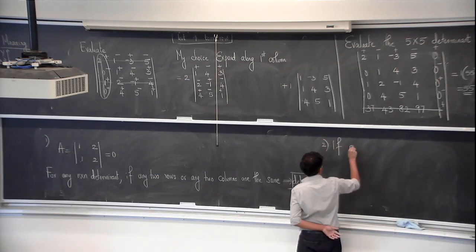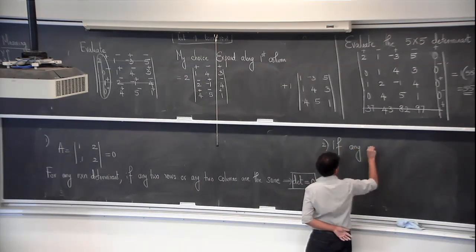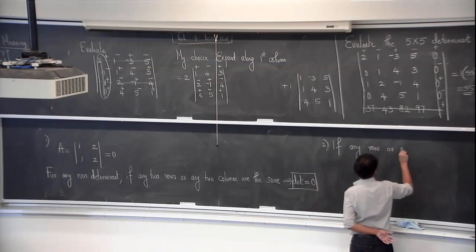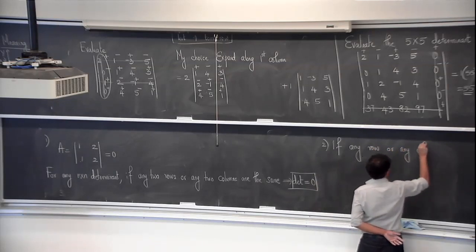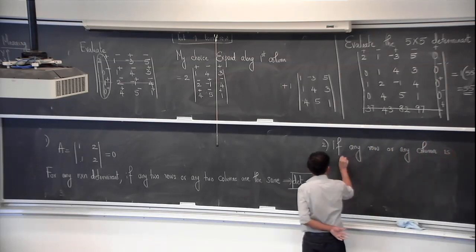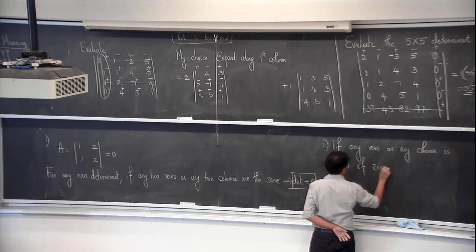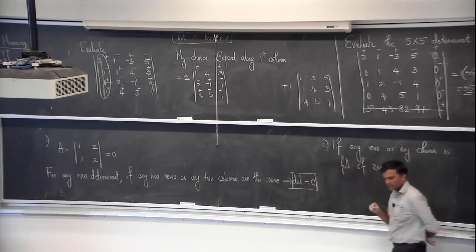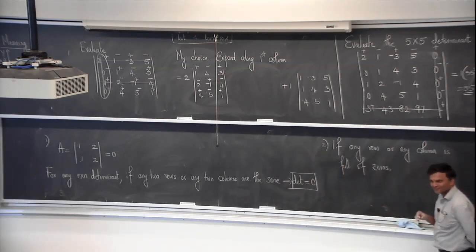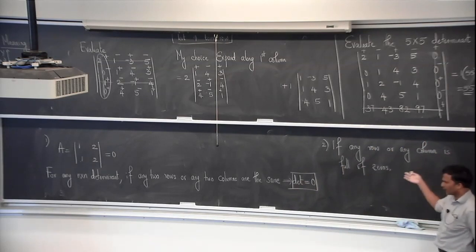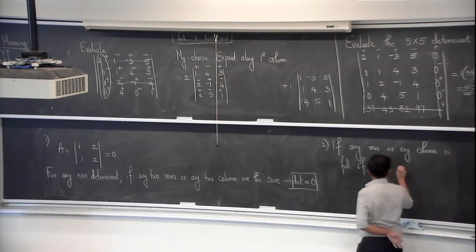Also, if any row or any column is full of zeros, what do you think the value of the determinant is? It's a 0 because you can expand along that column or row. The determinant is equal to 0.